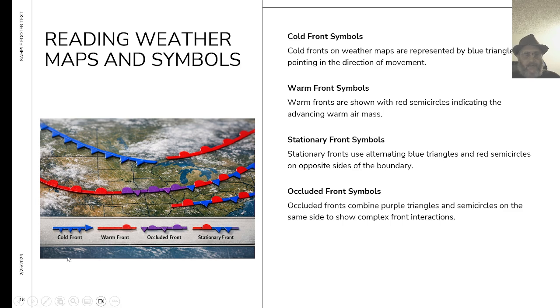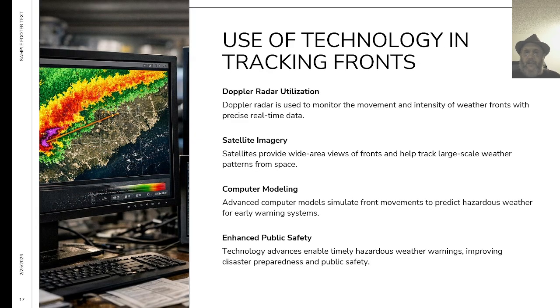As you can see, the different types of fronts: the blue triangles are a cold front, the red semicircles are a warm front, the purple is an occluded front, and the stationary front is red and blue. Use of technology in tracking fronts. Doppler radar utilization. Doppler radar is used to monitor the movement and intensity of weather fronts in precise real-time data.